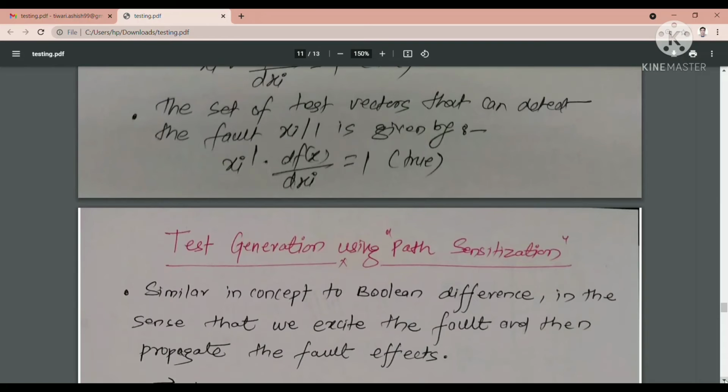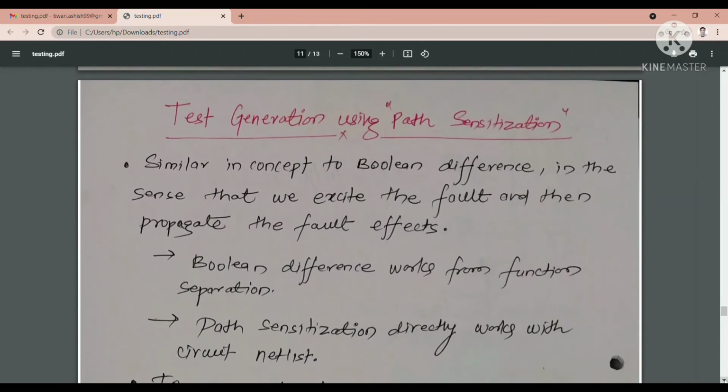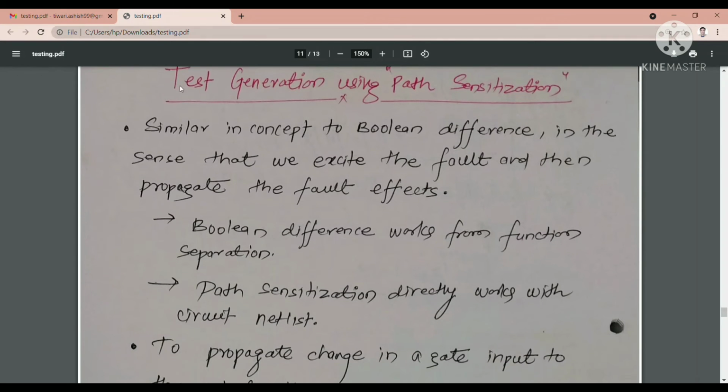Now the next method is test generation using path sensitization. This method is very important, and it is the basis of all automated test pattern generation schemes. Okay, so we are going to study this and understand this. Similar in concept to Boolean difference, in the sense that we excite the fault and then propagate the fault effects.